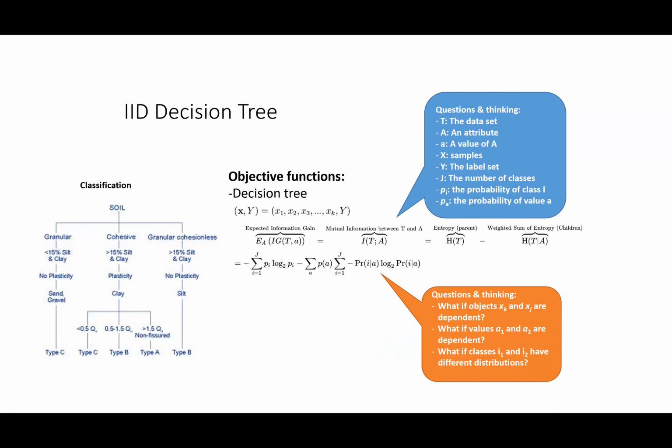So as I mentioned, if the two objects, SK and SC, are dependent, if the attributes A1 and A2 are dependent, if the classes follow different distributions, can we still use this information gain function to split the attributes and form a rule-based classifier?